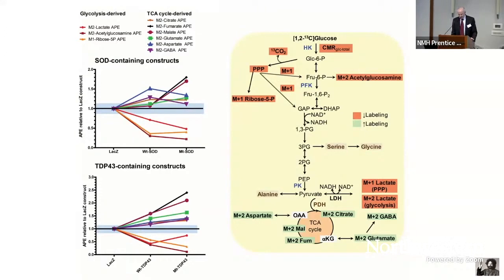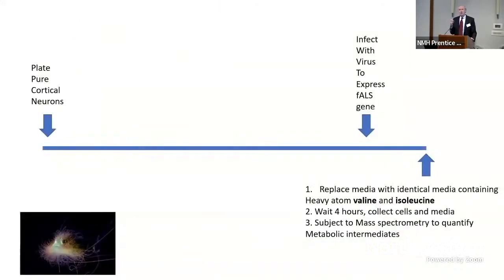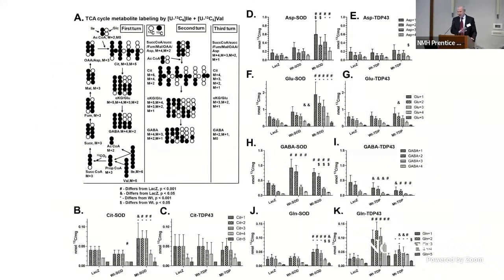And so what he suggested I do is to look at the utilization of amino acids. So here we basically did the exact same experiment, cortical neurons, synaptically connected, expressing familial ALS genes, but now I'm feeding heavy atom valine and isoleucine, which are branched chain amino acids. And the long and the short is that, in fact, these amino acids are being used as fuel.